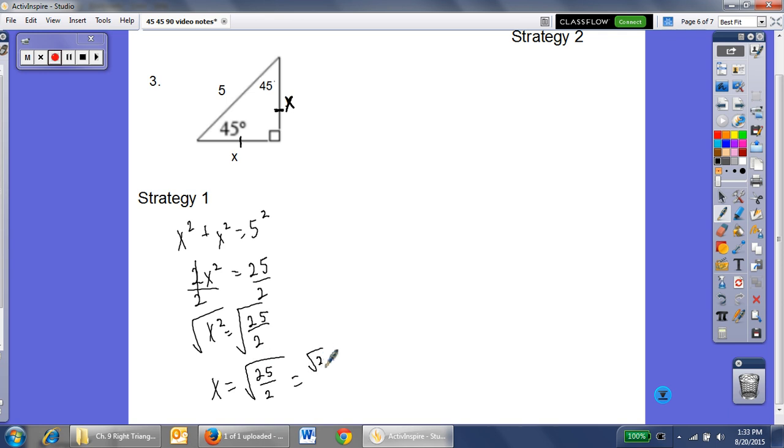This would simplify, so you'd just take the square root of the top and the square root of the bottom. So the square root of 25 is 5. The square root of 2, we don't know. We can just leave it as the square root of 2. But then rationalizing the denominator, we need to multiply by the square root of 2 over the square root of 2. So this becomes 5 square root 2 over 2. So that would be our final answer for x. And again, both of these sides are the same. So that's one way we can do it, simply just plugging into the Pythagorean theorem.